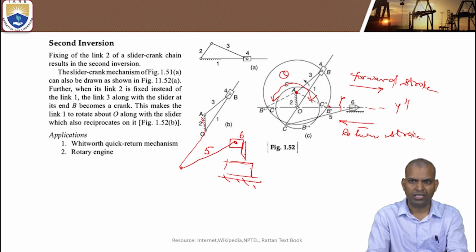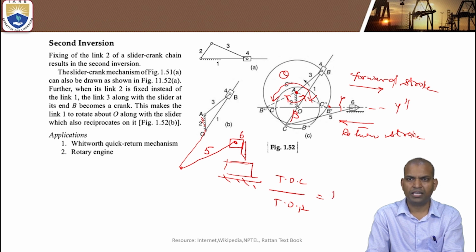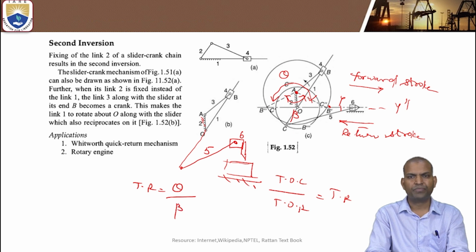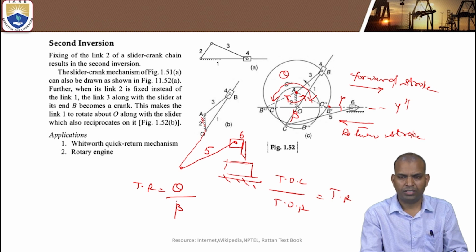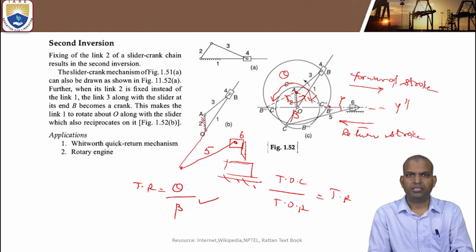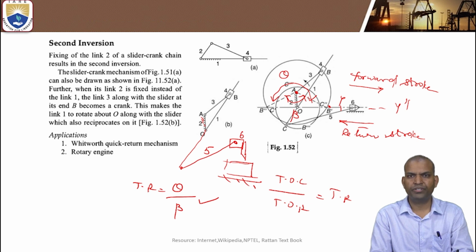So in the second inversion, what are the quantity parameters? Theta and beta. Time of cutting to time of return is equal to the time ratio. The time ratio is represented in terms of angle turned during cutting stroke by angle turned during return stroke, theta by beta, in terms of radians. Thus, we understood the working of Whitworth quick return mechanism.